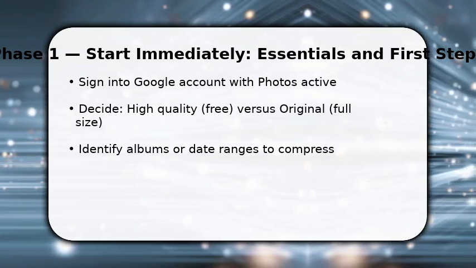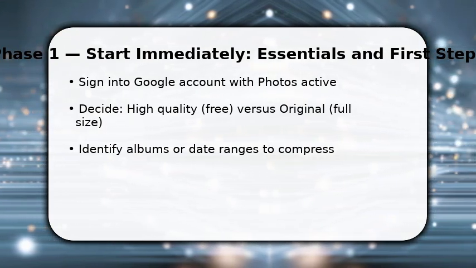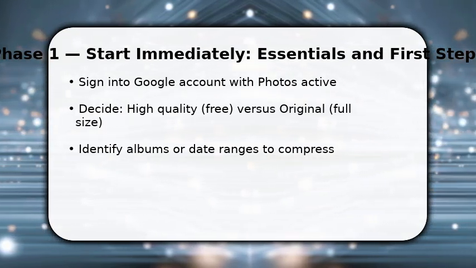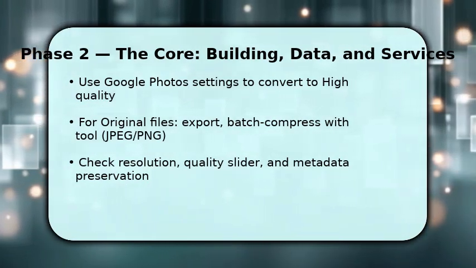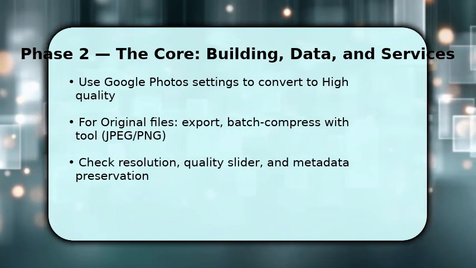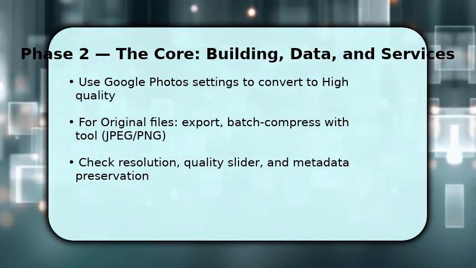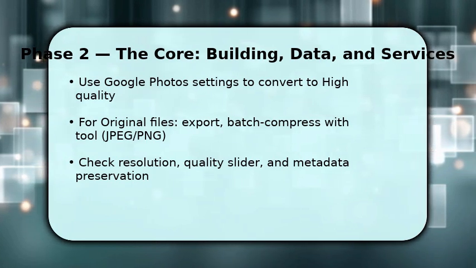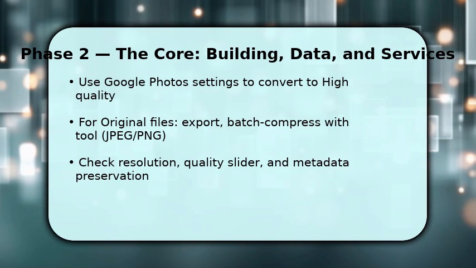Make sure to note count and average file size, because that guides whether to compress in Google Photos or use an external tool. You now perform the main work. If switching inside Photos, go to Settings and set upload size to high quality, then re-upload or let new uploads use the setting. If you must shrink existing originals, export them, then batch compress with a desktop tool.